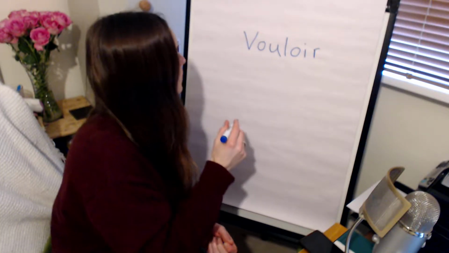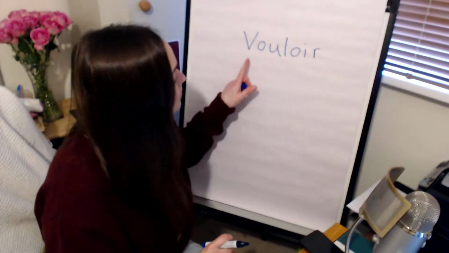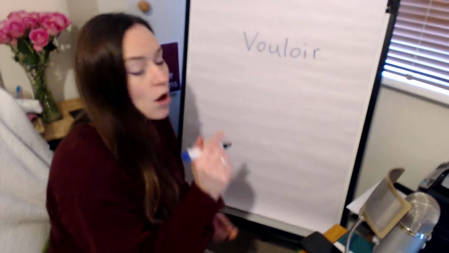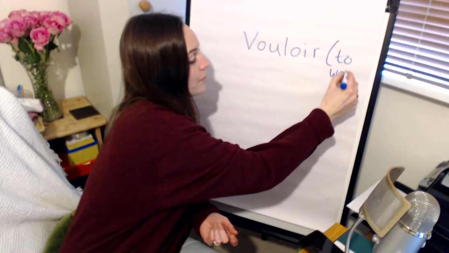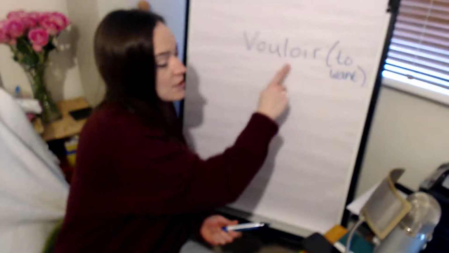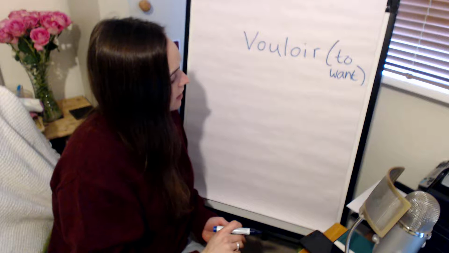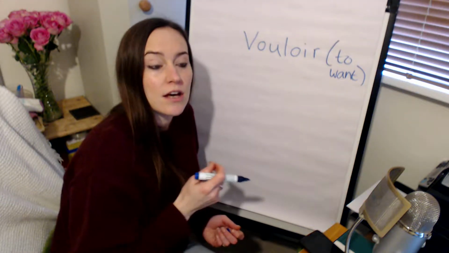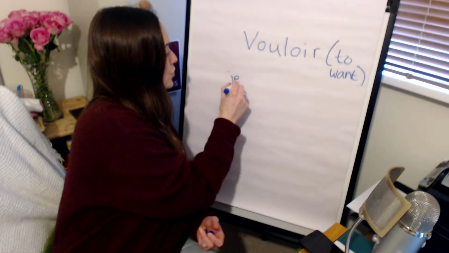So for example, if I wanted to say, first of all I need to explain what this verb means. Vouloir, en anglais, to want. So that verb on its own in English means to want. If you're going to conjugate it in the I form, en français, je.